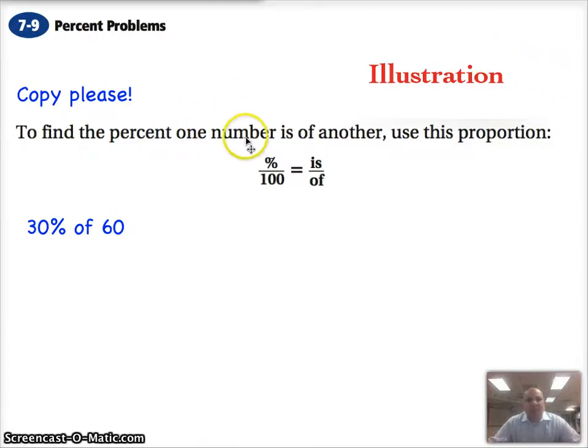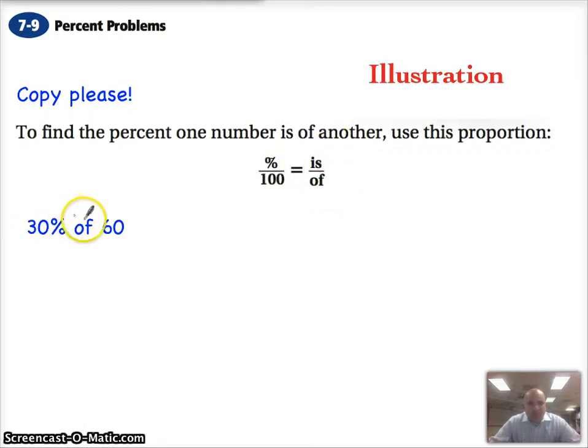It says to find the percent of one number, to find the percent one number is of another, use this proportion. So I want you to copy this as well as this proportion. I'm going to explain this proportion here shortly. It is percent is to 100 as is to of. So percent over 100 equals is over of. Now how does this work?